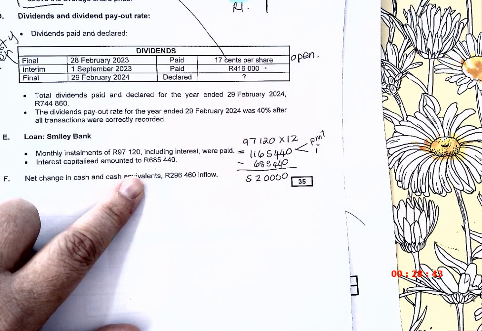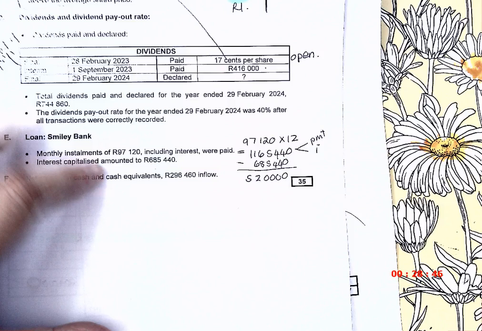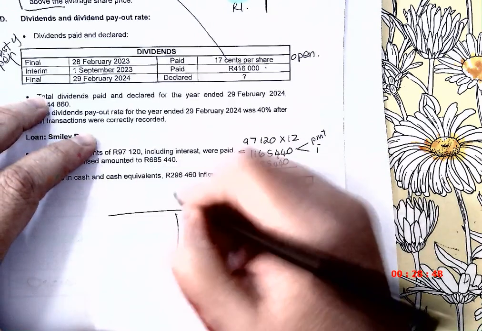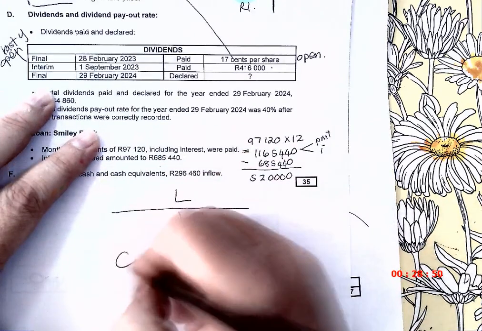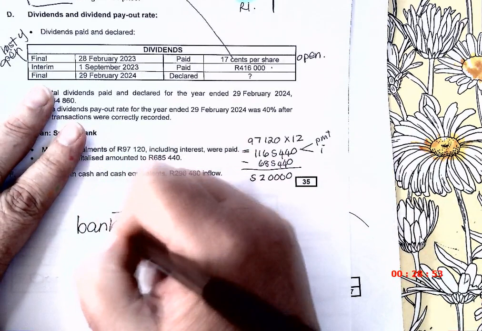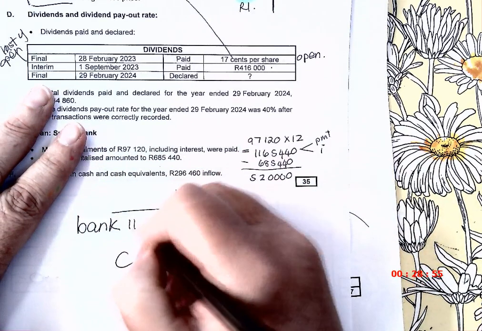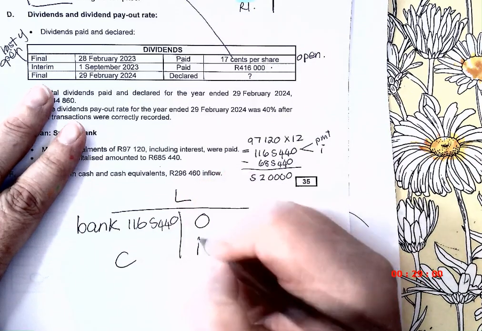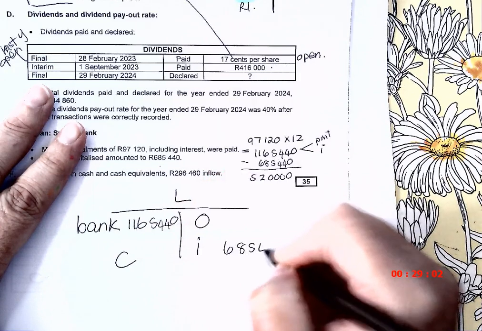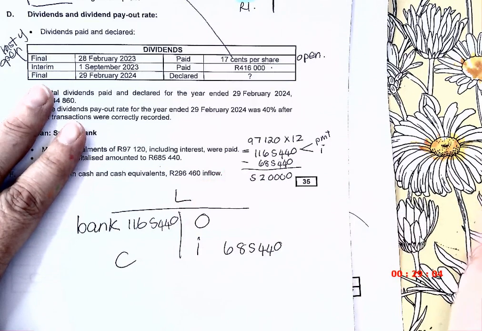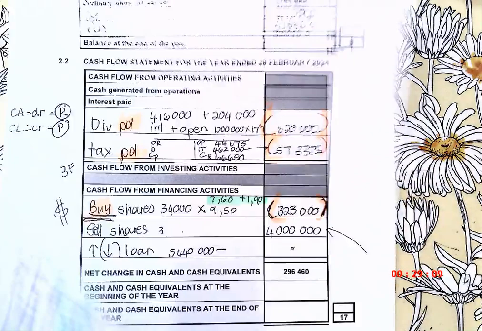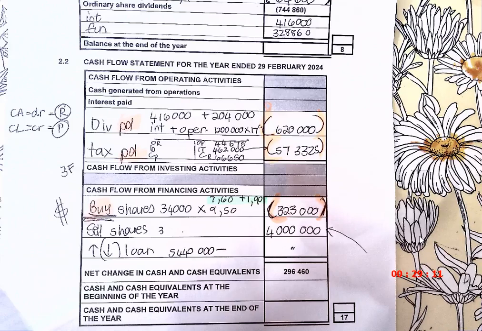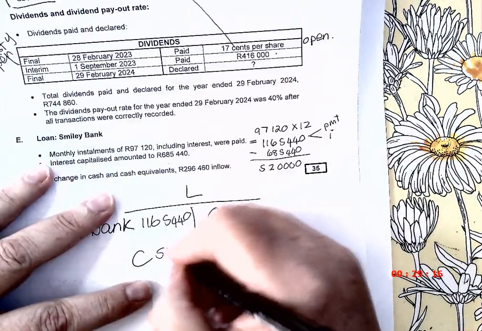The T, I can't because I don't have an opening or a closing. But my bank here is going to be the 116,5440, and the interest is the 685,440. There is no closing. They didn't give it to me. Oh, 5440. But it's still, you won't be able to calculate because they didn't give you the opening.